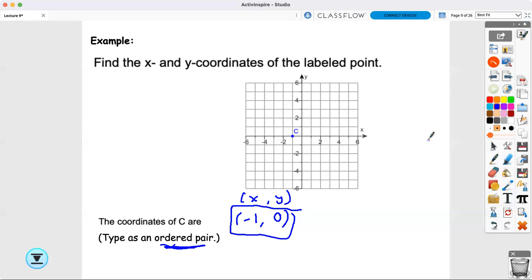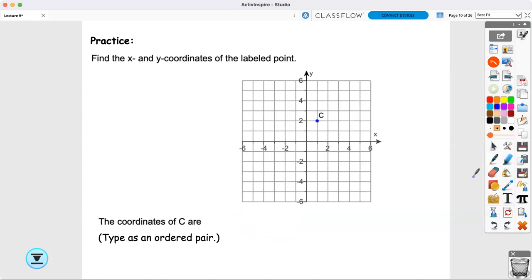All right, does anyone need more time to write this before I move on? All right, here is a practice problem, guys. Good luck.